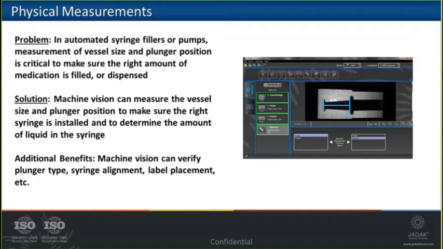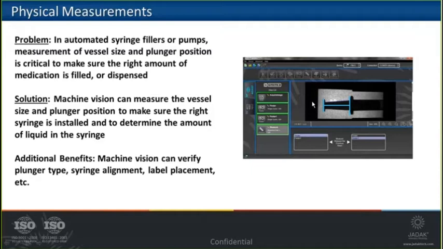Was there another one? No? Okay. I mentioned physical measurements previously, and in this application you're seeing a syringe. What we've done several times, whether in an automated syringe filling system or an automated syringe dispensing system, is measure the width of that syringe and the position of the plunger, so we can figure out how much liquid has been either dispensed or put into that particular syringe.